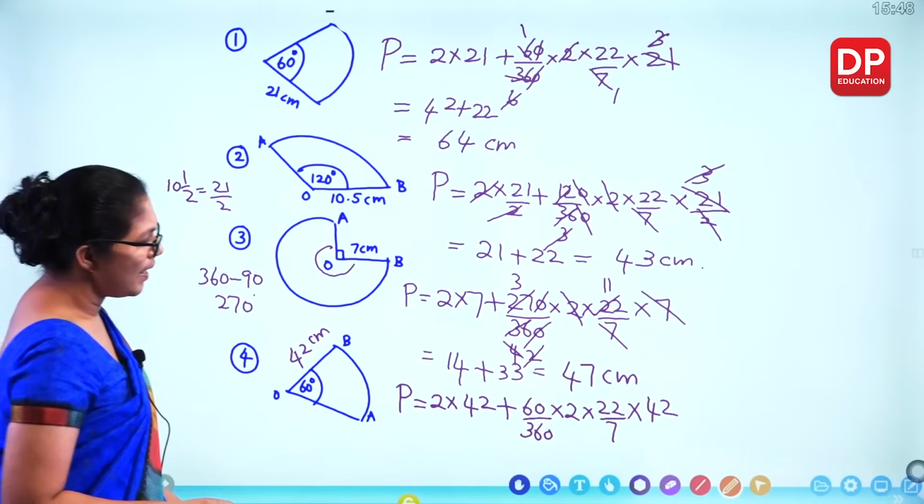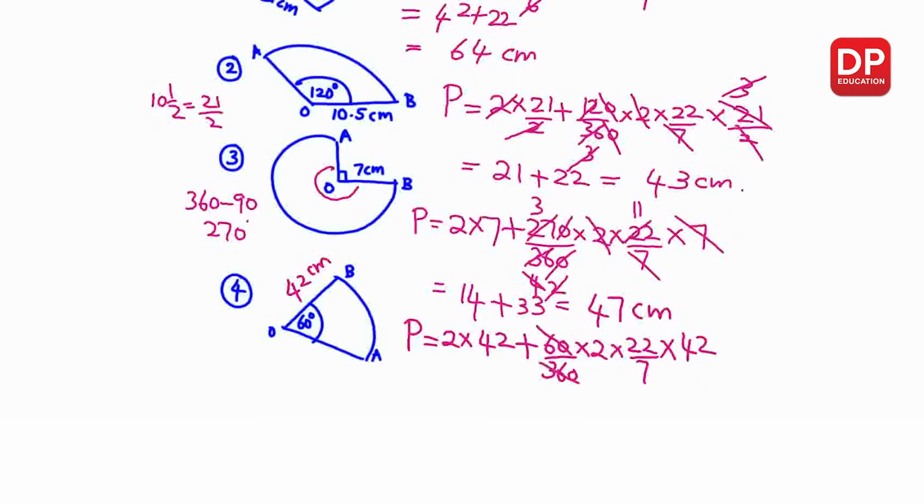Now try to simplify. 60 times 6 is 360. This 7 and 42 you get 6. And this 6 and this 6 get cancelled out. So you get 2 times 22, that's 44. So here you get 2 times 42 is 84 and 44 together you get 128 centimeters.